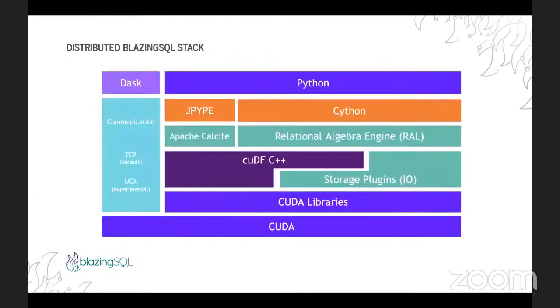Very quickly, this is what the software stack looks like. We have CUDA libraries at the very bottom. That goes through cuDF, C++, and storage plugins that pipe into Blazing SQL. We use Apache Calcite to parse SQL queries and then build a relational algebra to execute that through CUDA kernels. We use Dask for communication, and currently we support TCP and UCX. UCX is in experimental state.